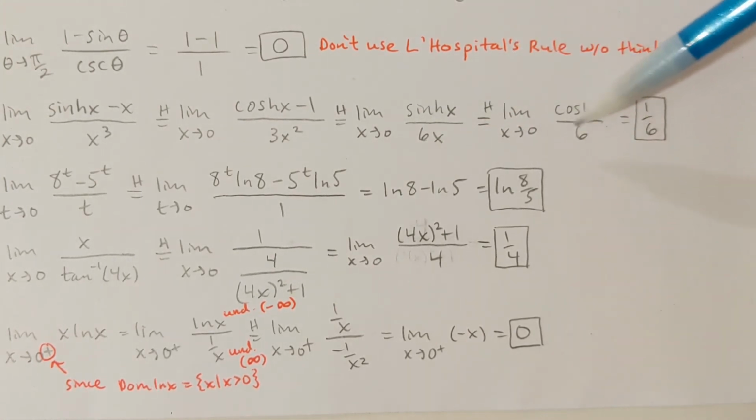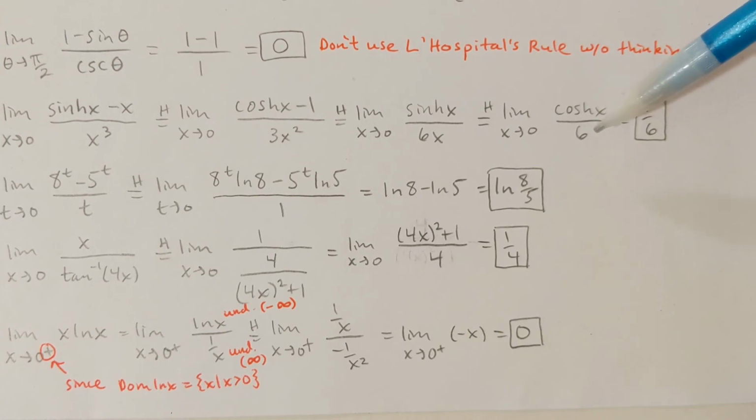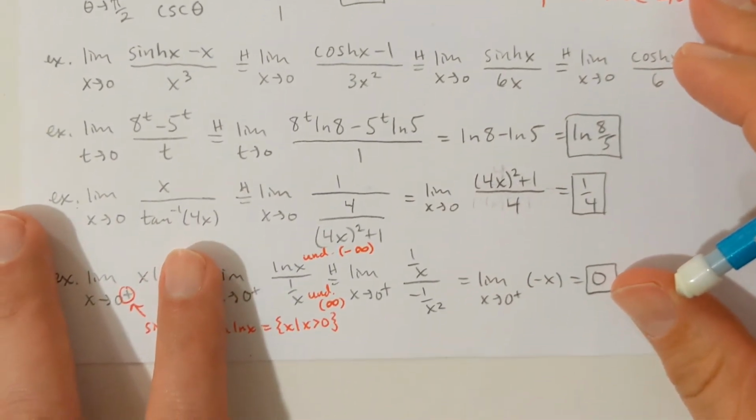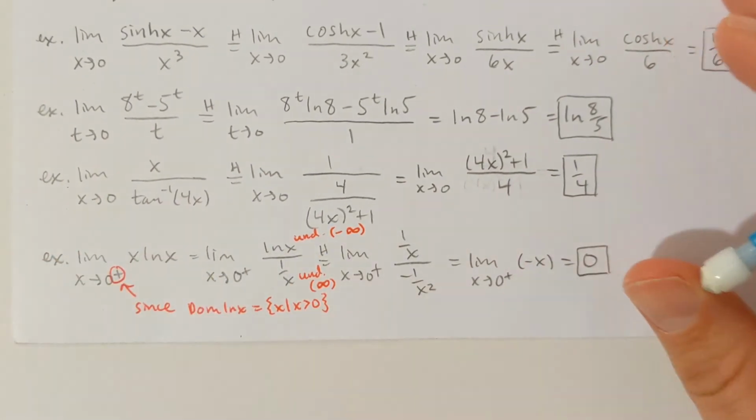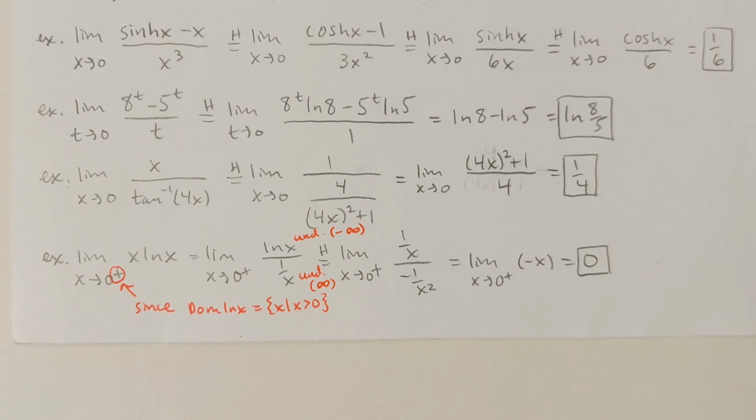So division by 0 is no longer a problem. At this point, you can plug in 0. Hyperbolic cosine of 0 is 1, and so 1/6 then would be my answer there. Of course, make sure that you know your rules for differentiation, the things that we talked about in Chapter 3.